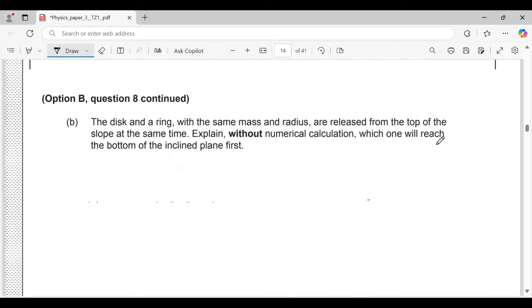Next, a disk and a ring with the same mass and radius are released from the top of the slope at the same time. Explain without numerical calculation which one will reach the bottom of the inclined plane first. I have provided my explanation.